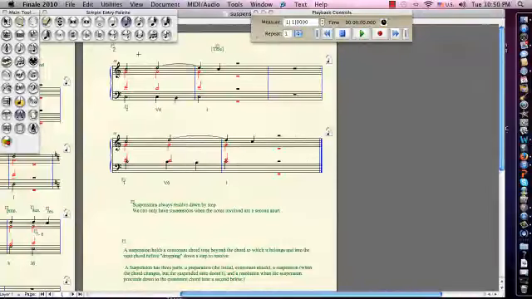Even the bass can feature some suspensions. Okay, and these are called bass suspensions.